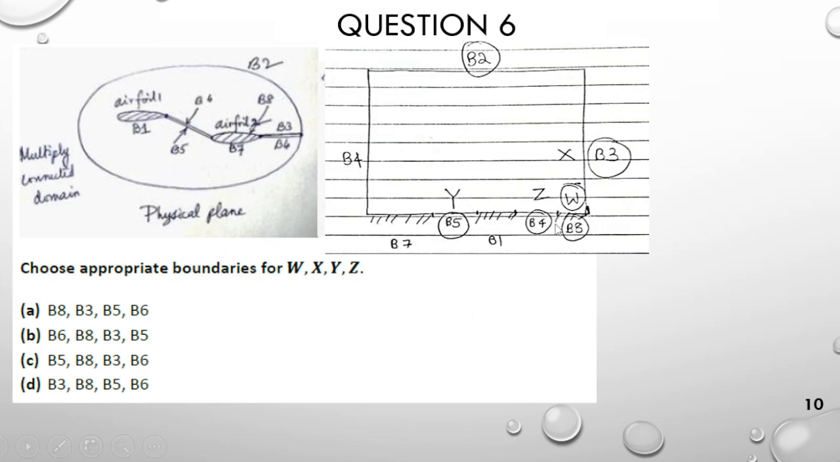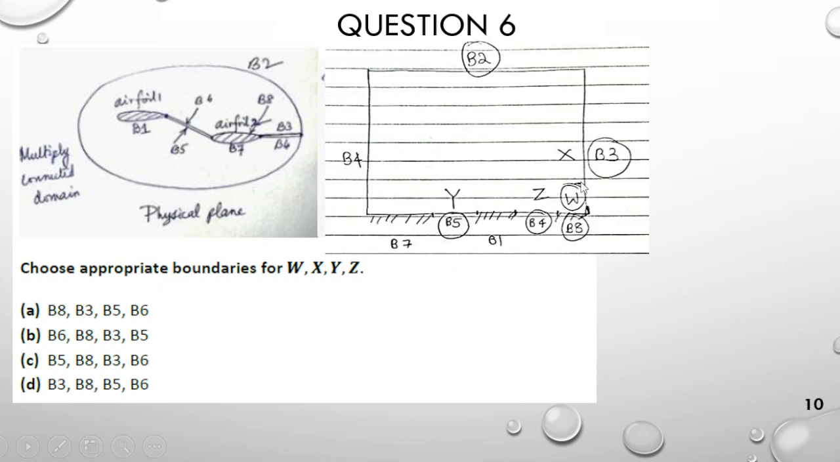Wait a minute. This is B4 on the left hand side. But B8, B6. This should be B6 by the way. Sorry for that. Z should be B6 because before B8 you have B6, and before that you have B1. Correct, this should be B6. So Z should be B6.